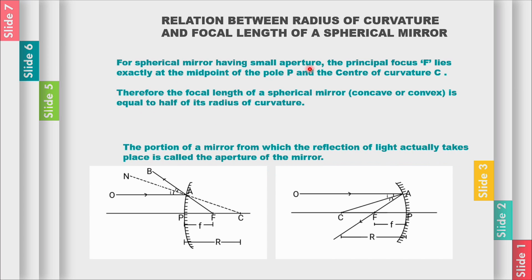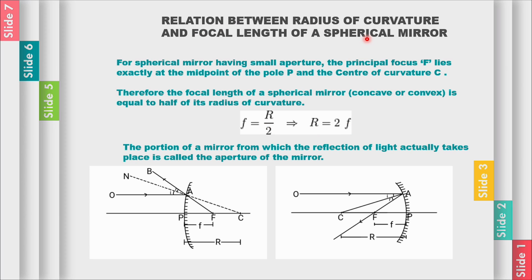So what does aperture mean? This is the portion of the mirror from which the reflection of the light actually takes place. So see the relationship. Small f is equal to r by 2 and r is equal to 2 into small f. This is the relationship.